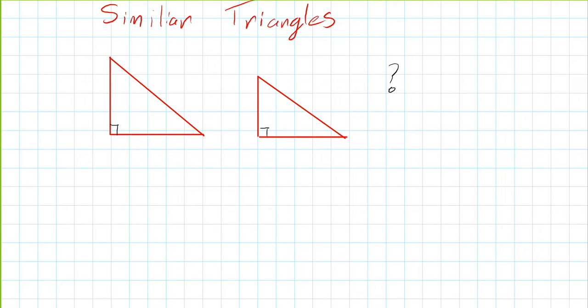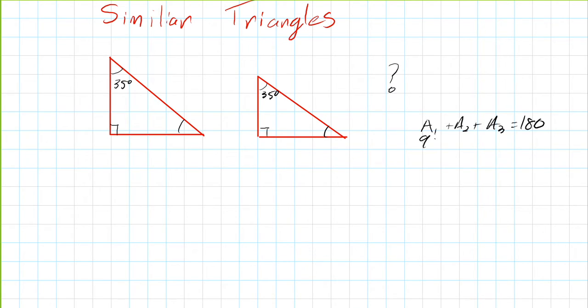Normally, when you look at similar triangles, depending on the level of math you're in, they may give you an actual value. They may say something like, oh, this is 35 degrees, and this is also 35 degrees, okay? And if you have two angles the same, that means the third angle must be the same. In a triangle, we'll say angle 1 plus angle 2 plus angle 3 must equal 180, okay?